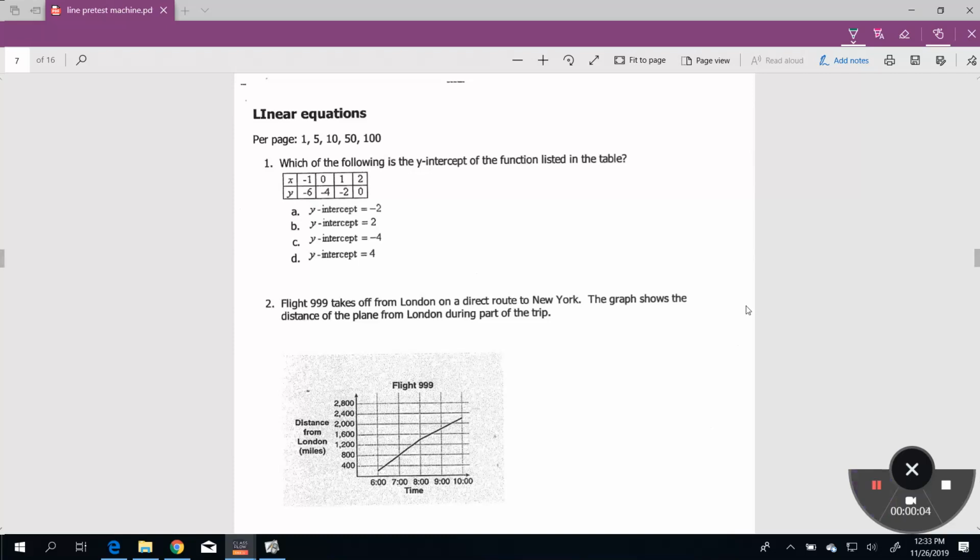Okay, so you're supposed to find the y-intercept. Remember the y-intercept? If I draw my coordinate grid, the y-intercept is anywhere along the y-axis. Anywhere along the y-axis, x equals 0. So I'm looking along here, oh, there's x equals 0. So my y-intercept must be that one, -4. So that's the y-intercept of -4. So this is talking about this graph.